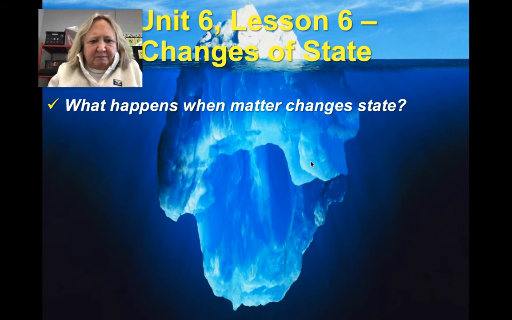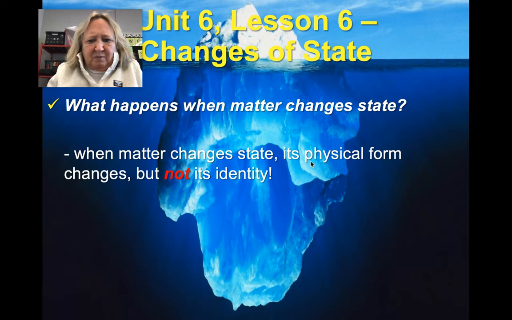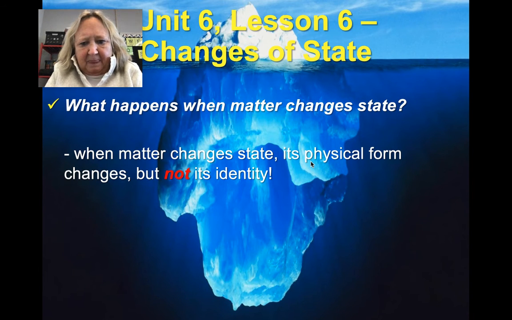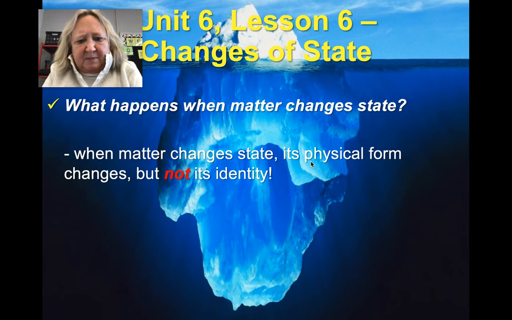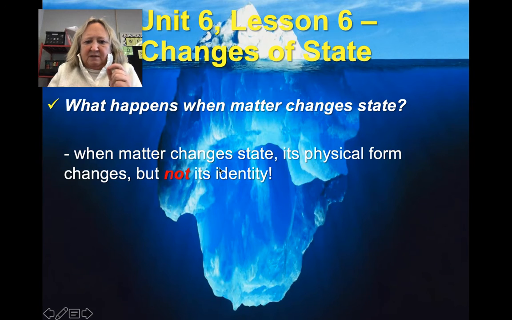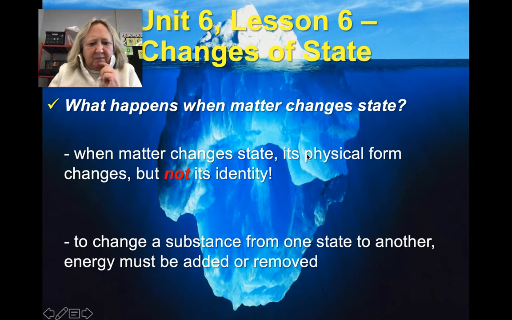All right. What happens when matter changes state? When matter changes state, its physical form changes, but not its identity. So let's think back. That means then it has to be what kind of change? Physical or chemical? It's not changing its identity, so it has to be physical.